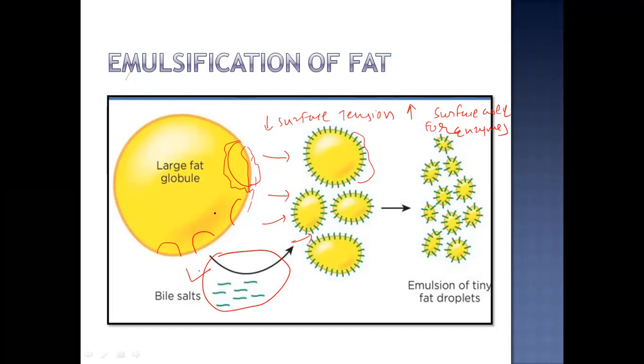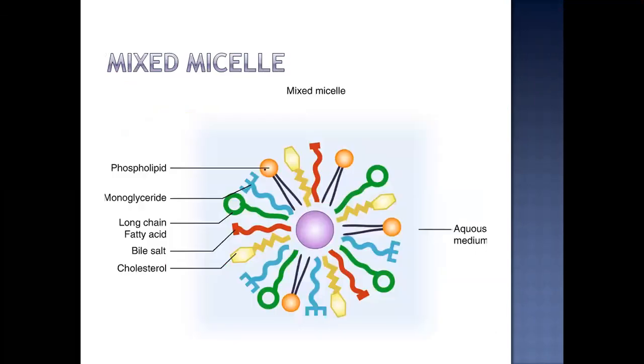Okay, so this particular question can also be asked in the practicals of abnormal constituents of urine. Okay, so this emulsification process is a must for the smooth digestion of lipid products, because lipids are not digested as quickly as carbohydrates or proteins. Okay, so this is the micelle structure.